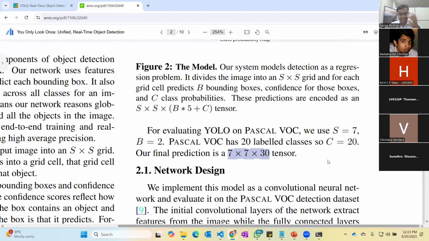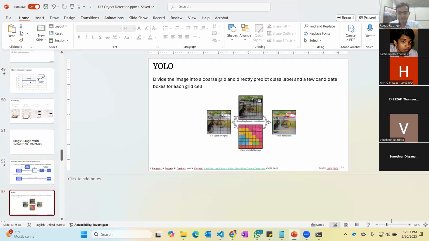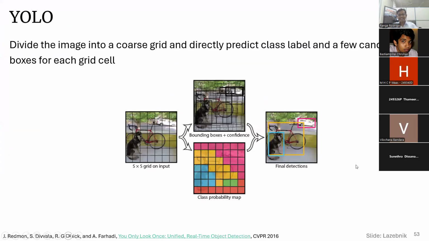Okay. There's a quiz question also on this. So that's why I explained using the paper itself. All right. Now, let's go back to the slides. So I hope now you understand this diagram. Any questions about this diagram? Okay, let's move forward.